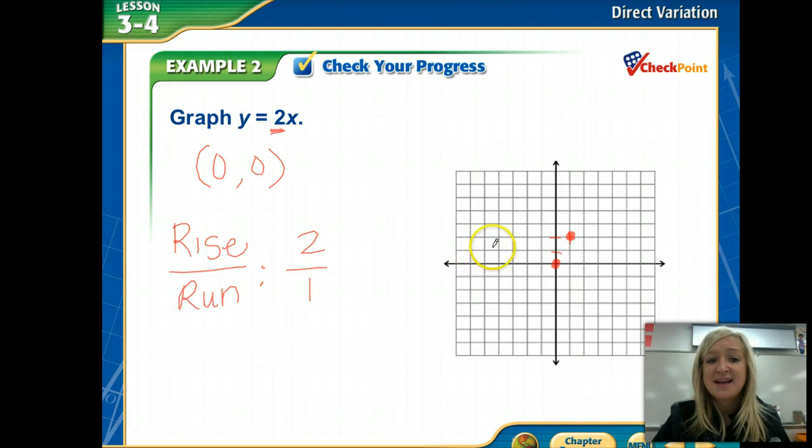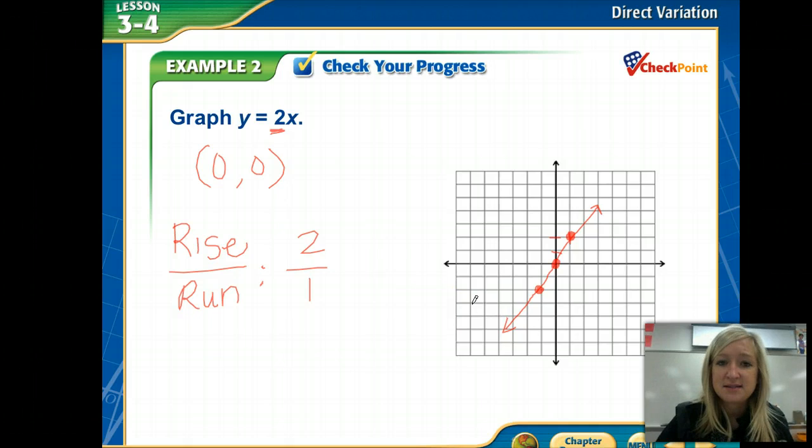Now because it's a constant of variation and my slope is going to be the exact same every time, I also can go down 2 and to the left 1. And notice that my graph is consistent and it goes through the origin of 0, 0. My slope is up 2 over 1, but again, you can also go down 2 and to the left 1, and your graph will still be consistent.